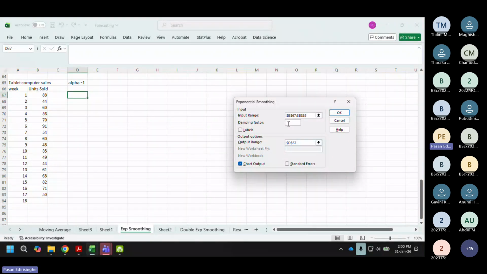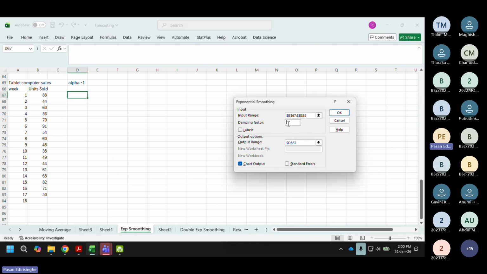And now the important thing is what they are asking here, the damping factor. The alpha is kind of like the smoothing constant, right? So then we have the damping value here. So it's kind of like the opposite of that.